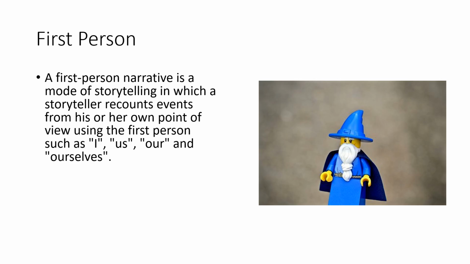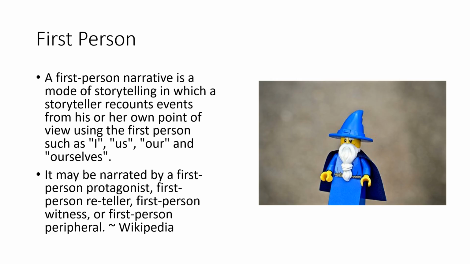We want to avoid that for the most part in technical writing. And as I said before, it may be narrated by a first person protagonist, first person reteller, first person witness, first person peripheral. I poached that out of Wikipedia, but there are various ways that we can do the first person. But we're not going to do that here. We're not writing a novel about killing dragons or some kind of detective story or whatever. We're not using first person. We're writing technical documents, and we want to avoid the first person. We can use it, but we want to avoid it.